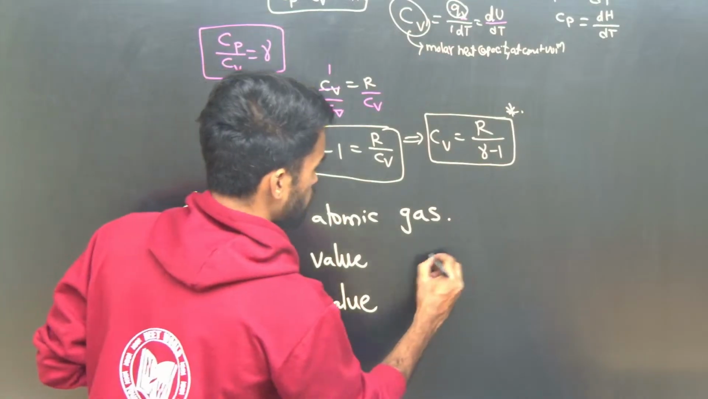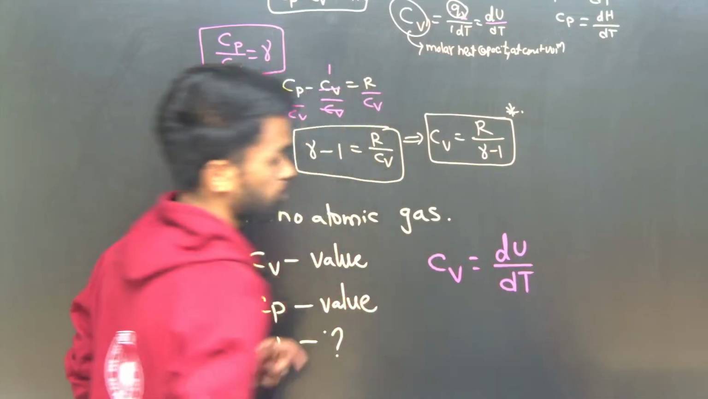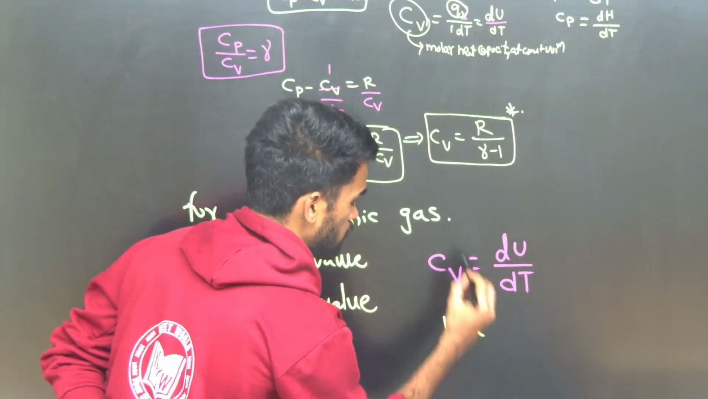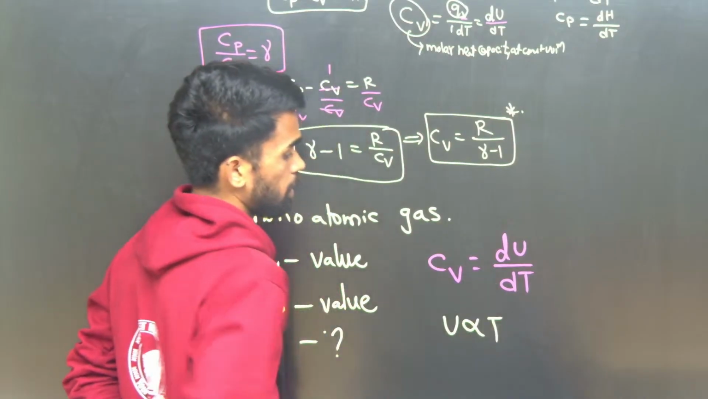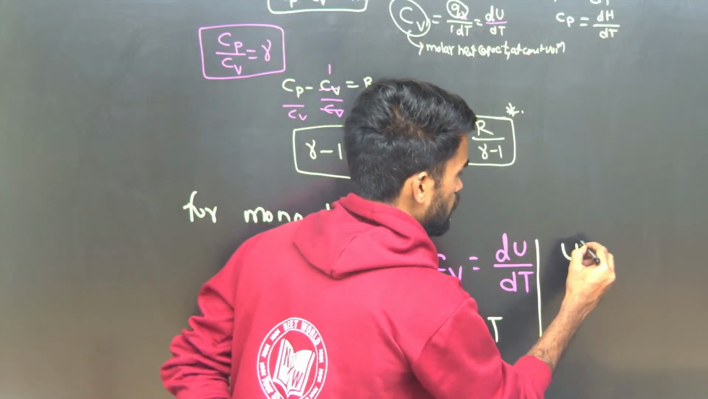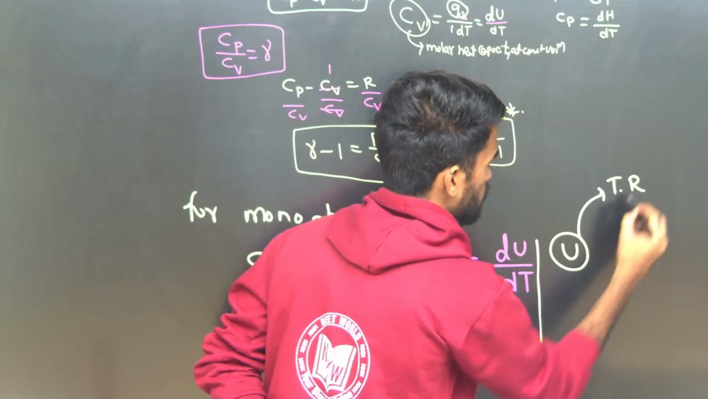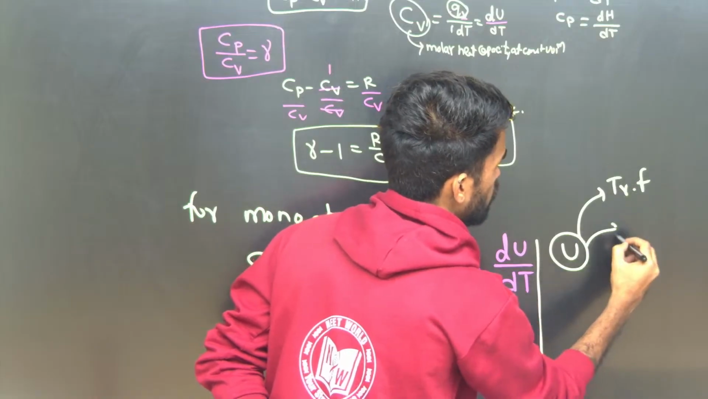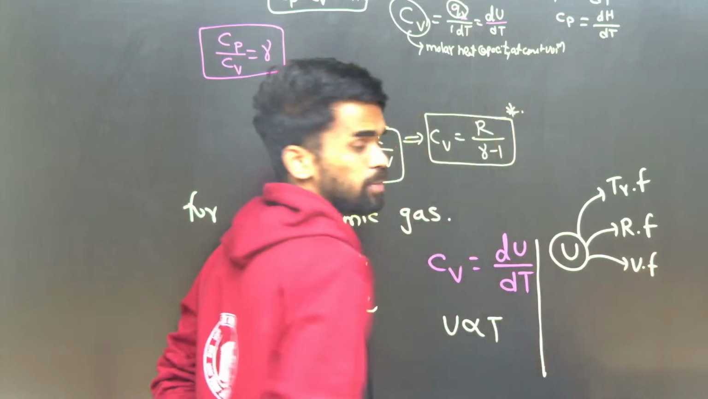See, Cv means what we have written? Cv means dU by dT. So the internal energy of a system is directly proportional to temperature, we know. And one more thing, this U can be calculated by using its translational degrees of freedom, rotational degrees of freedom, and vibrational degrees of freedom for a particular substance.